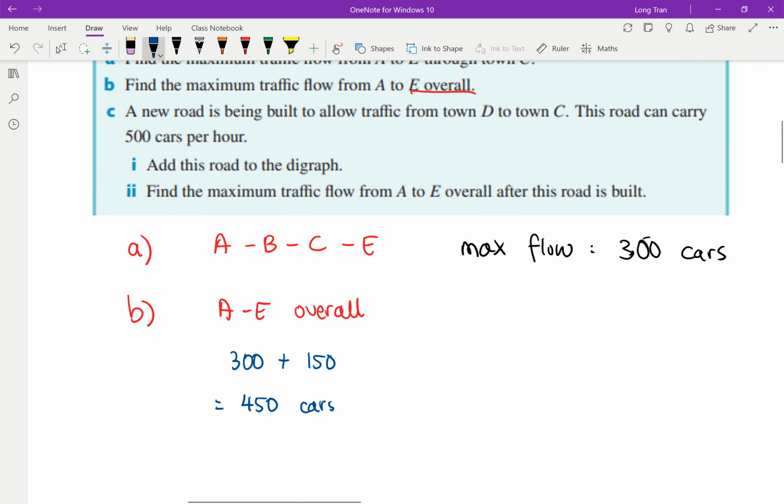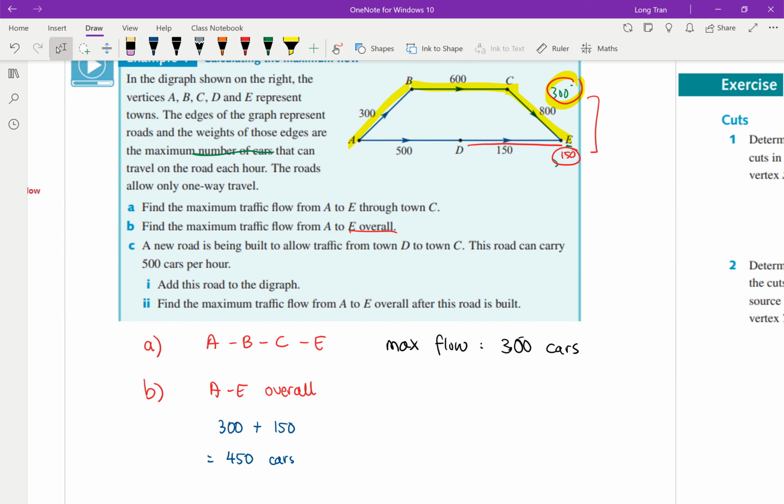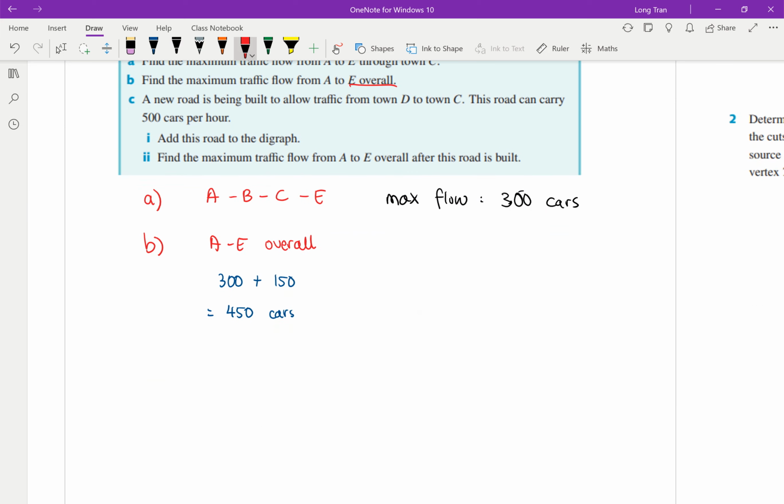Then in part C, this makes it a slightly different problem. They say a new road is being built to allow traffic from D to C. So in our diagram, let's connect D to C now. Say it's a maximum flow that can carry 500 cars per hour. So this now has 500, and I've added this road to the diagram. Then part C-II says find the maximum flow traffic from A to E overall, after this road is built.